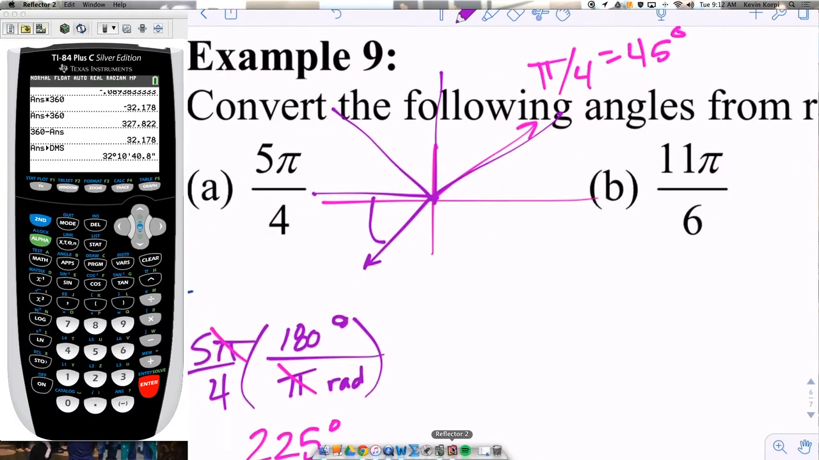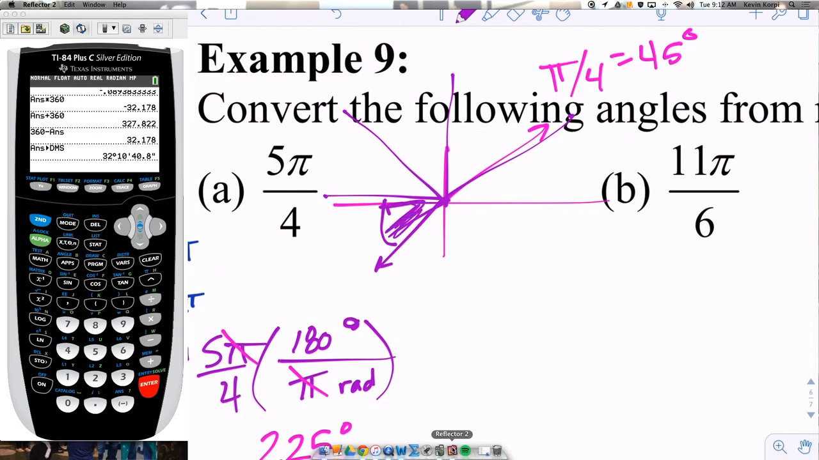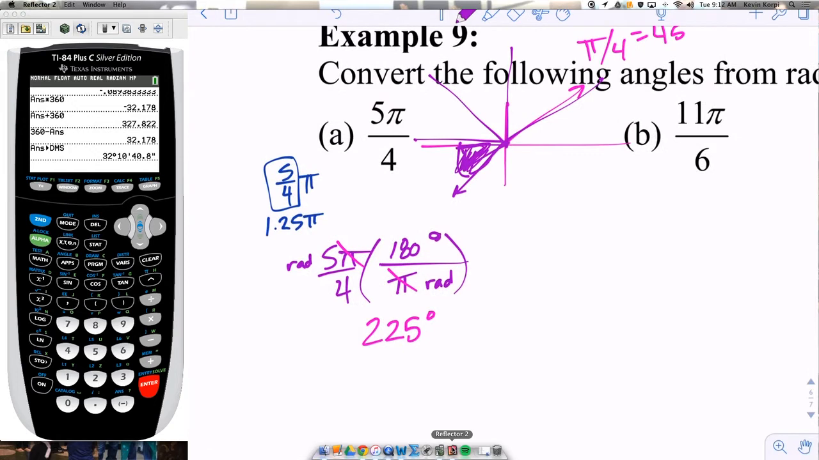What would be the reference angle here? 45 or what in radians? Yeah, good. The reference angle would be pi fourths, which is 45 degrees. 45 degrees is pi fourths radians, okay?